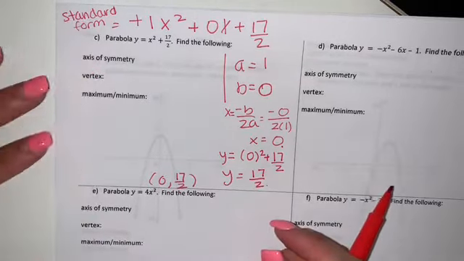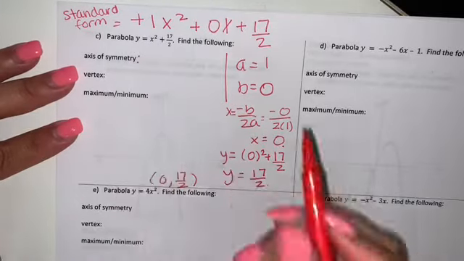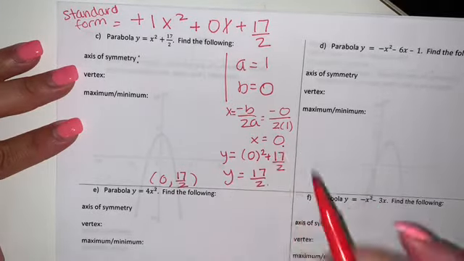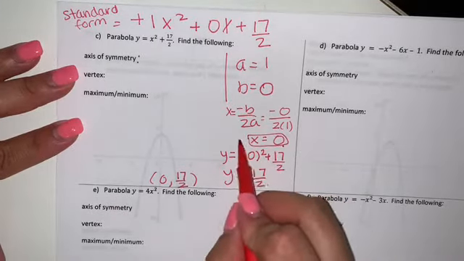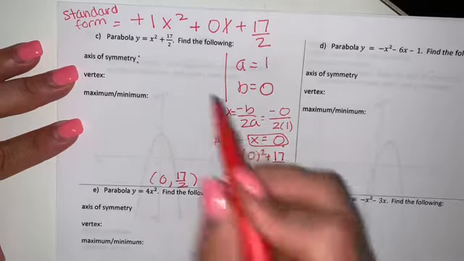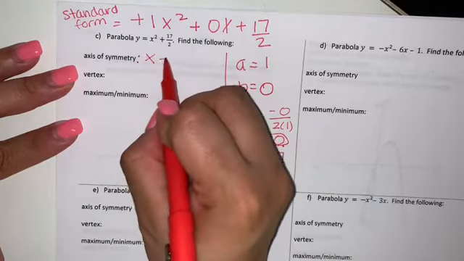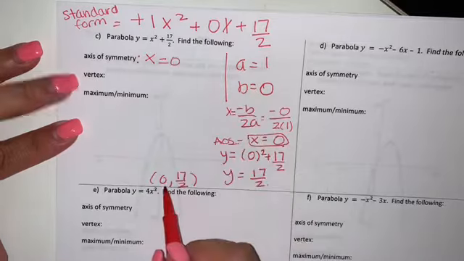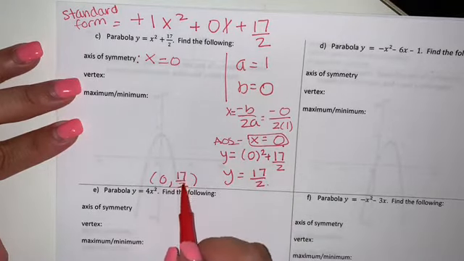So let's go ahead and put this all together. Axis of symmetry is x equals. So this right here is going to be my AOS. So axis of symmetry is x equals 0. My vertex is going to be 0, 17 over 2.